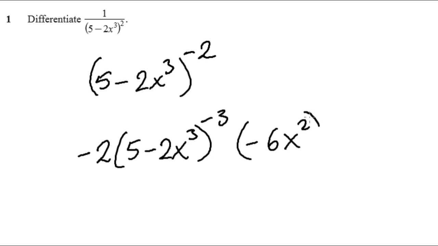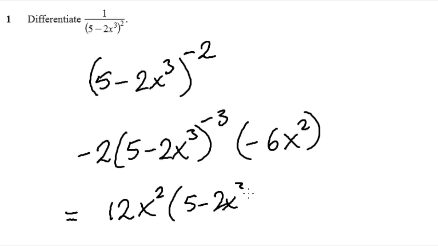6x squared. With that, the two negatives become a positive. 2 times 6 is 12, so you get 12x squared times 5 take 2x cubed to the minus 3. And that is sufficient. You can put this into a fraction form, but it really doesn't matter. That would gain you 3 marks anyway.